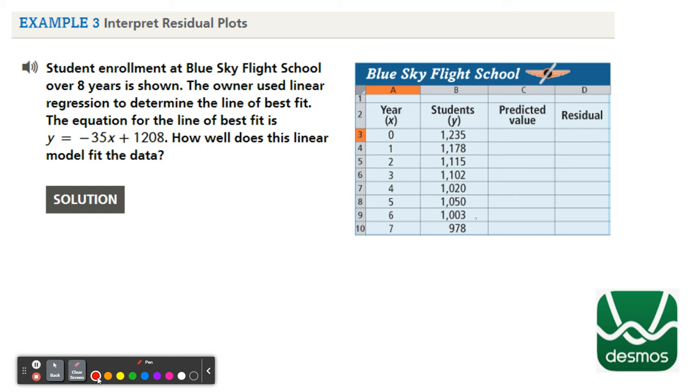Okay, so we are going to do the following. We're going to take this line and we're going to find the predicted values. But then I'm going to show you how Desmos can help us. So number 1, let's find the predicted value. Let's show you how you find a predicted value.